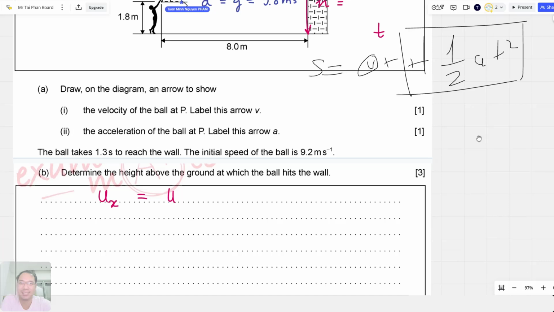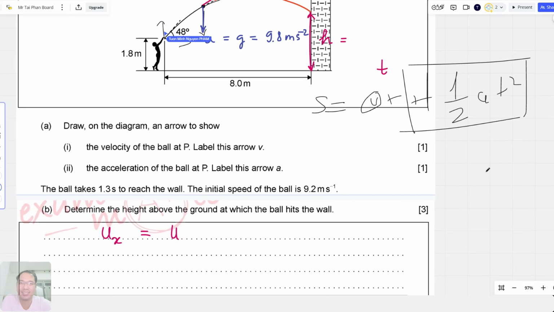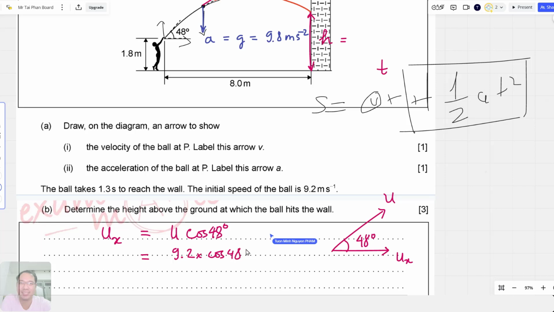Which way? This is the initial velocity. Sine? Is it sine? This is the angle, 48 degrees. The horizontal component is the initial velocity multiplied with cosine of 48. Oh, cosine, yeah. Cosine 48, which is 9.2 times cosine 48.